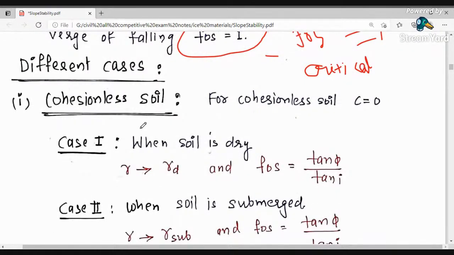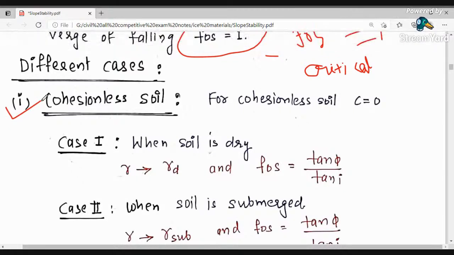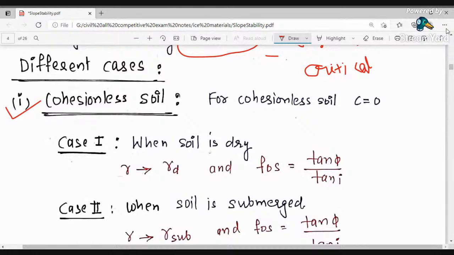Let's suppose we are using cohesionless soil. If we are using cohesionless soil, what will happen? We have to know what can happen. In case of cohesionless soil, obviously the cohesion value will be small, right? Hence the c value will be 0 in this formula. If you see this formula, the c term will be 0, right?